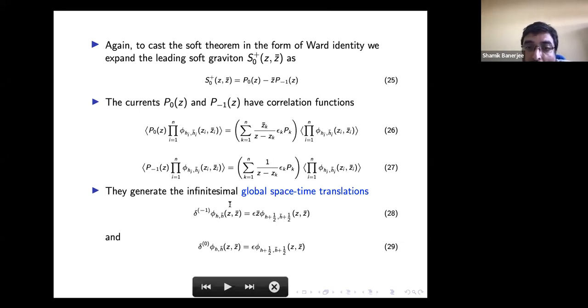Now we can look at the global symmetry transformations generated by this P0Z and P minus 1Z, and they have this form. So they are essentially the global space-time translations. Okay. So equation 29, you can see that under global time translation, your H and H bar actually shift by half. So essentially the spin will not change, but the delta will shift by 1. So in that sense, the global time translation shifts the H and H bar.